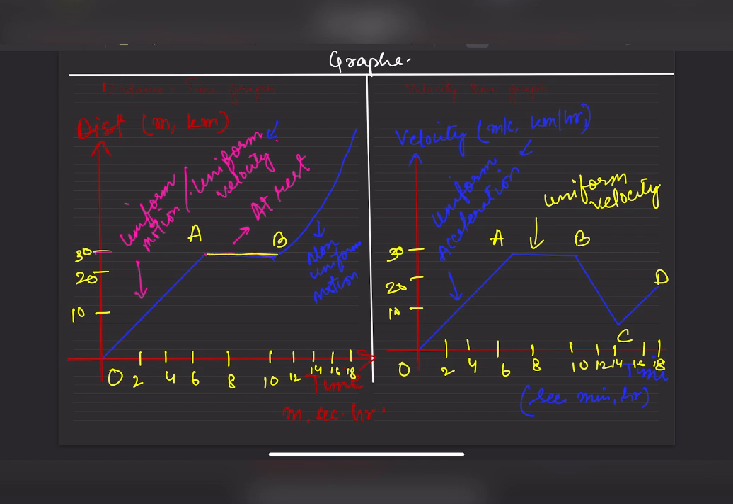Here it was at rest. Here it is uniform velocity. This is negative acceleration. Okay, this is positive acceleration again. Fine, I hope you understood this. Okay, this is all you need to understand about graphs. There is something about area and all. Don't worry, I'll make you understand once we do the equations.